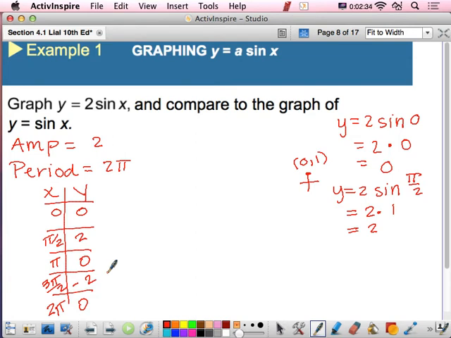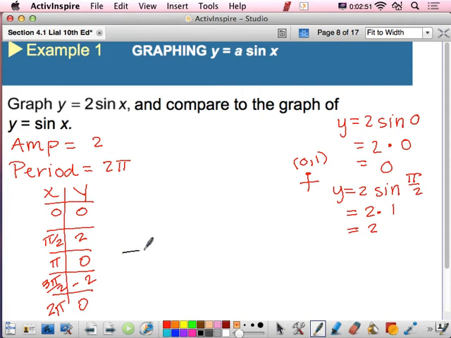And to me, graphing by hand is kind of silly, like whoever does that in the real world, so that's not what I care about. But the patterns are important, and that's the only reason we spend so much time on this unit, so you can understand the different patterns of the trig functions.